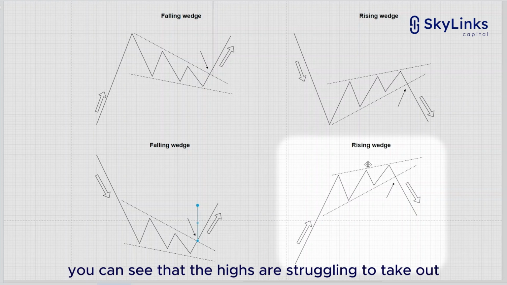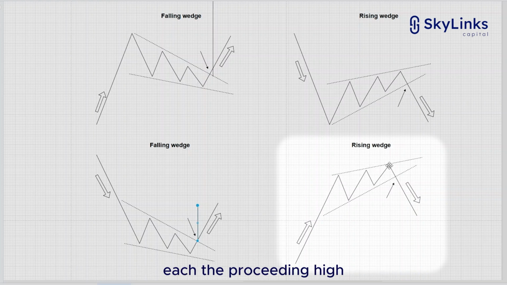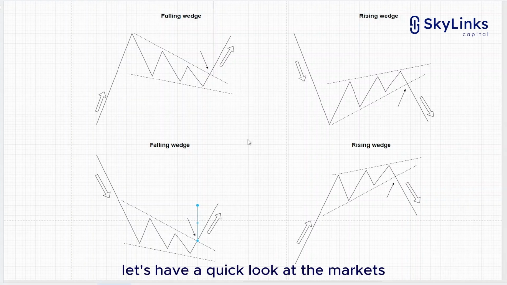You can see that the highs are struggling to take out the preceding high, and then we see this market break this low and trend lower. Let's have a quick look at the markets and try and find some examples.